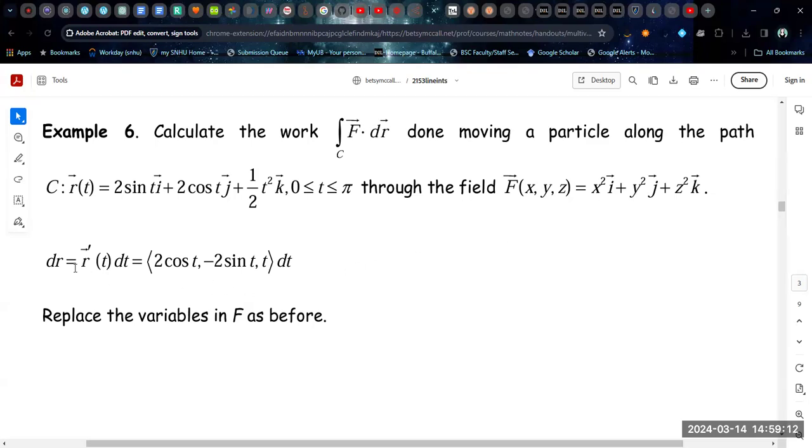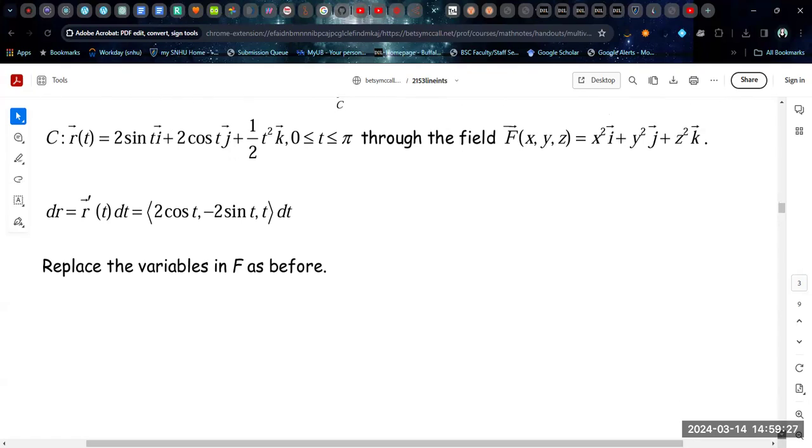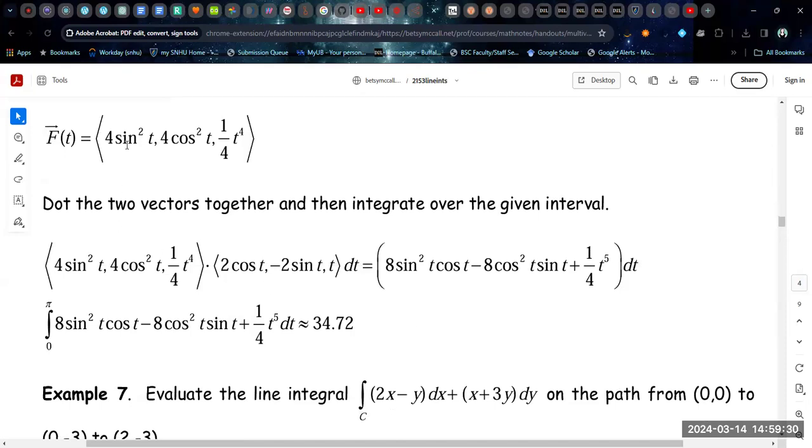So let's walk through the steps. So here we're going to first take the derivative of our curve. So 2 cosine t, minus 2 sine t, and t. And then in the F field, we're going to take our curve and make this replacement. So before we had x squared, and we're replacing x with 2 sine t. So that becomes 4 sine squared t. We had 2 cosine t for y. Our field is y squared. So 4 cosine squared t. And then our 1/2 t squared for z gets replaced in our field for z squared, 1/4 t to the 4th.